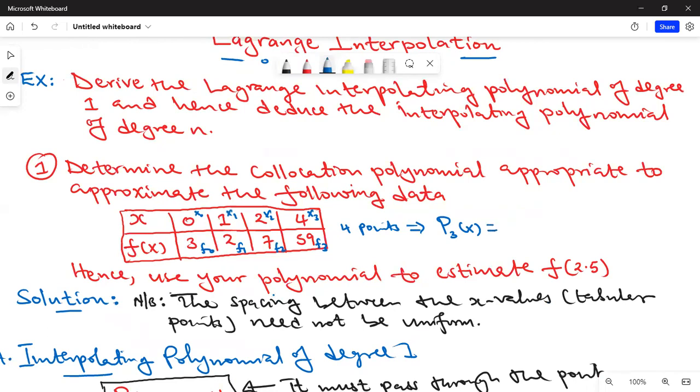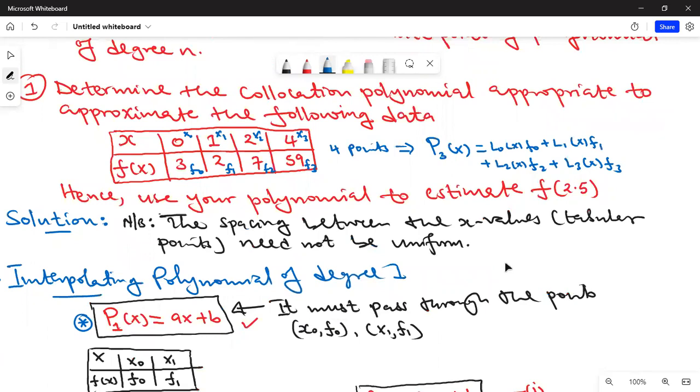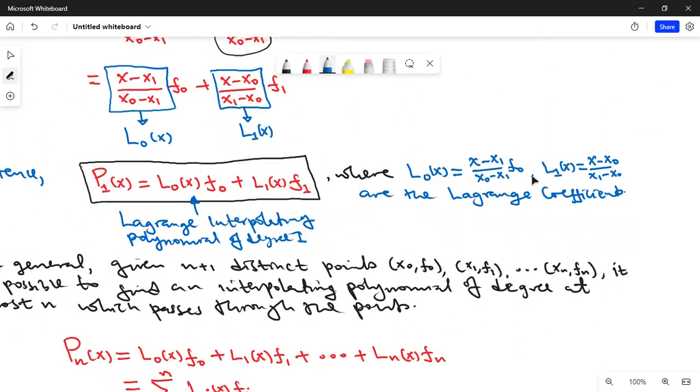And so it's the same as L naught of x times f naught, plus L1 of x times f1, plus L2 of x times f2, plus L3 of x times f3. And for the case of 4 points, I've shown you how to get the Lagrange coefficient. So let's go back and replace the values of x naught all the way up to x3, f naught all the way up to f3, because we have them. So x naught is 0, x1 is 1, x2 is 2, x3 is 4. F naught is 3, f1 is 2, f2 is 7, and f3 is 59.